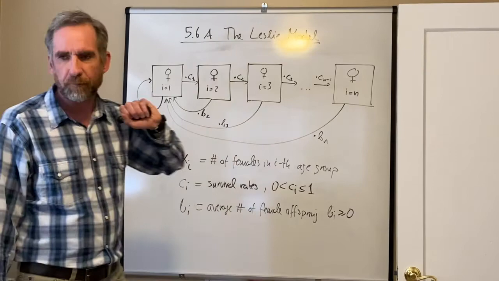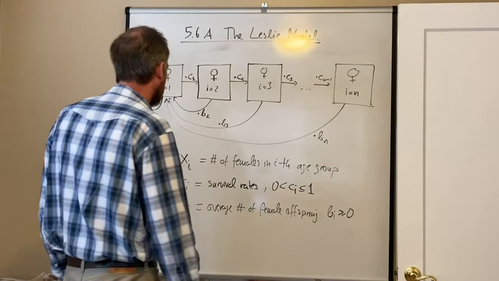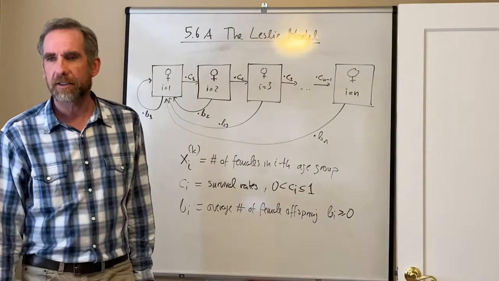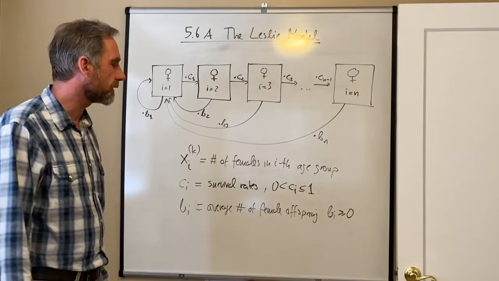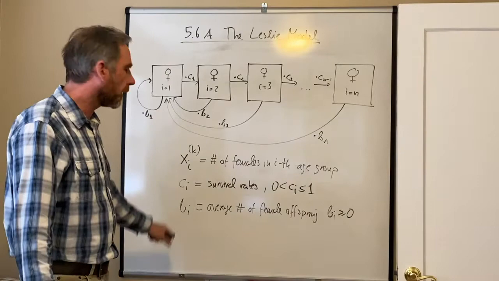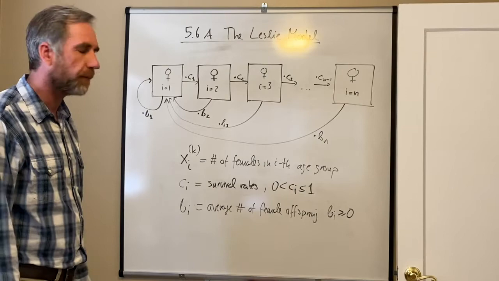So this is the setup for the Leslie model. And the whole idea of it is to look at this as a discrete dynamical system, like what happened in the previous section. So I'm going to use a superscript here to indicate what iterate or what year we're in, by using the letter k. The whole point of this is that we can take the model, which is really defined by these definitions here, and turn it into mathematical equations.